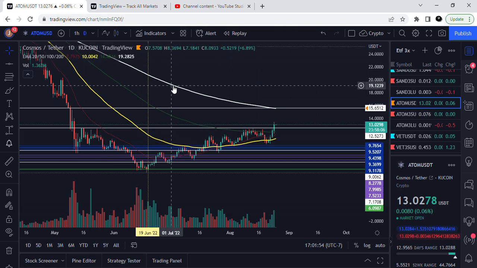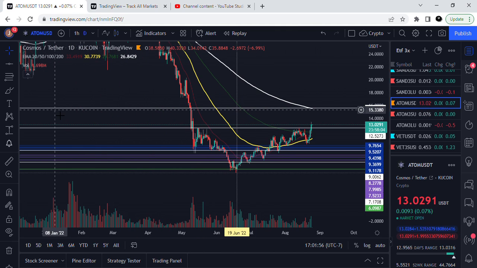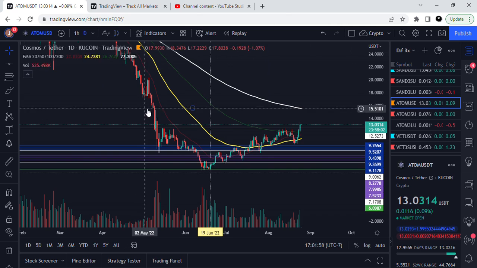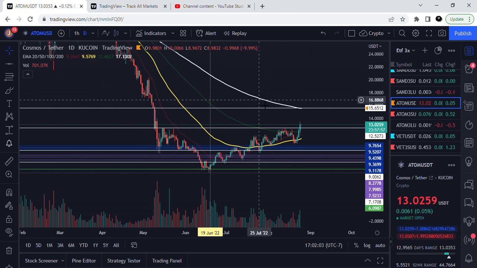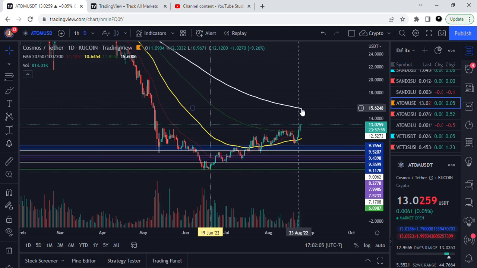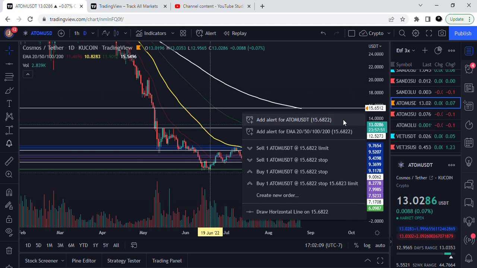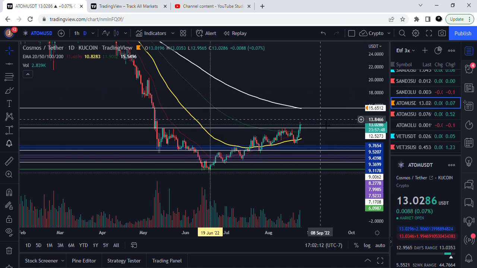So just to set up, all I did was you can see this kind of neckline here, right? This confluence. And then you can see this white EMA line. So what I'm going to do is just set an alert right here. Now coming into Friday, if there's a big move on the SPY, or in between now and then, if there's a big move on Atom, then we can come in and you can short, right?